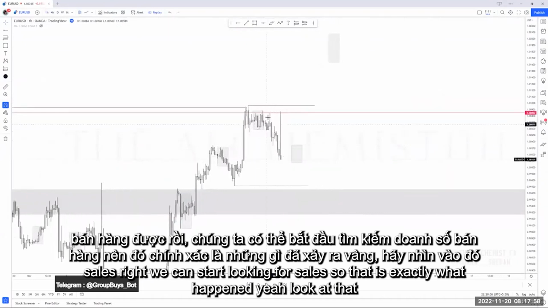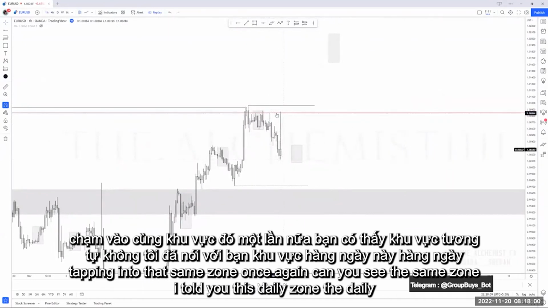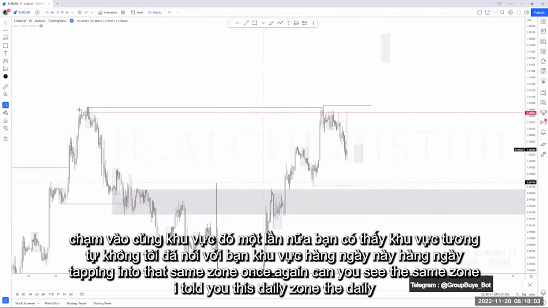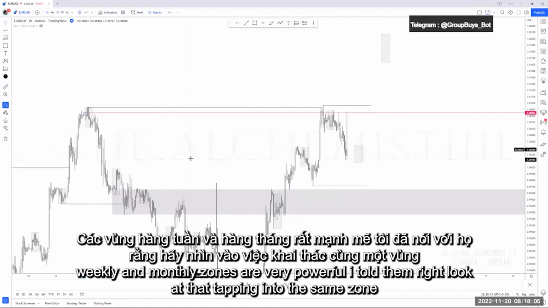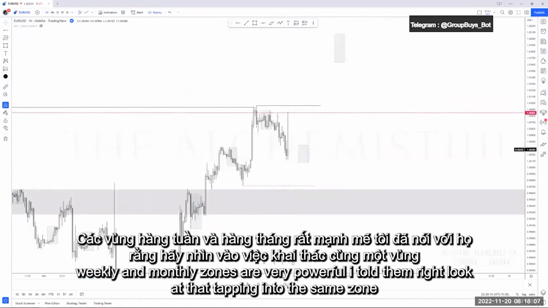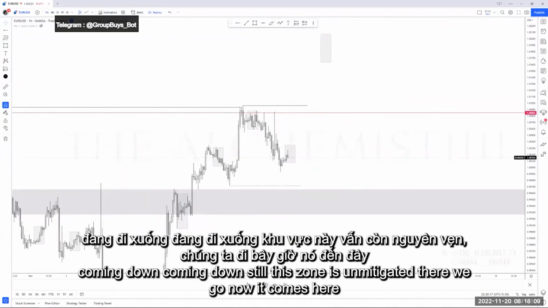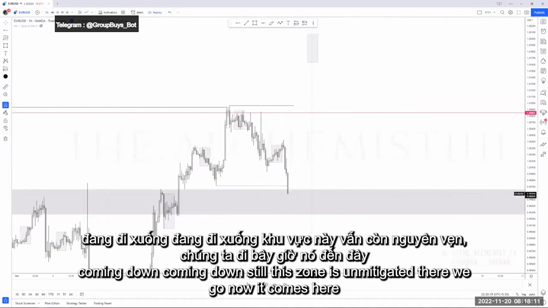Look at that. Tapping into that same zone once again. Can you see that? Same zone. I told you the daily, weekly, and monthly zones are very powerful. I told you that, right? Look at that. Tapping into the same zone, coming down. Still, this zone is unmitigated. There we go. Now it comes here.